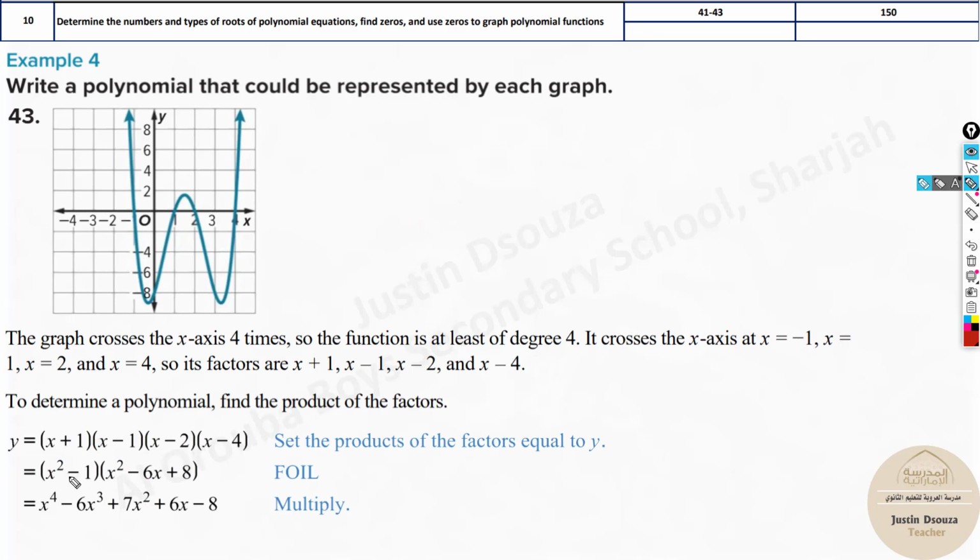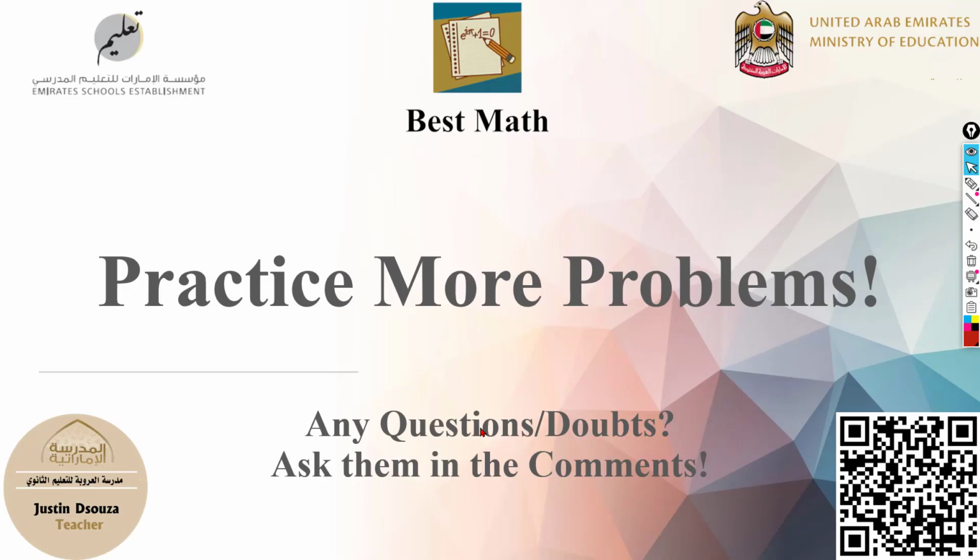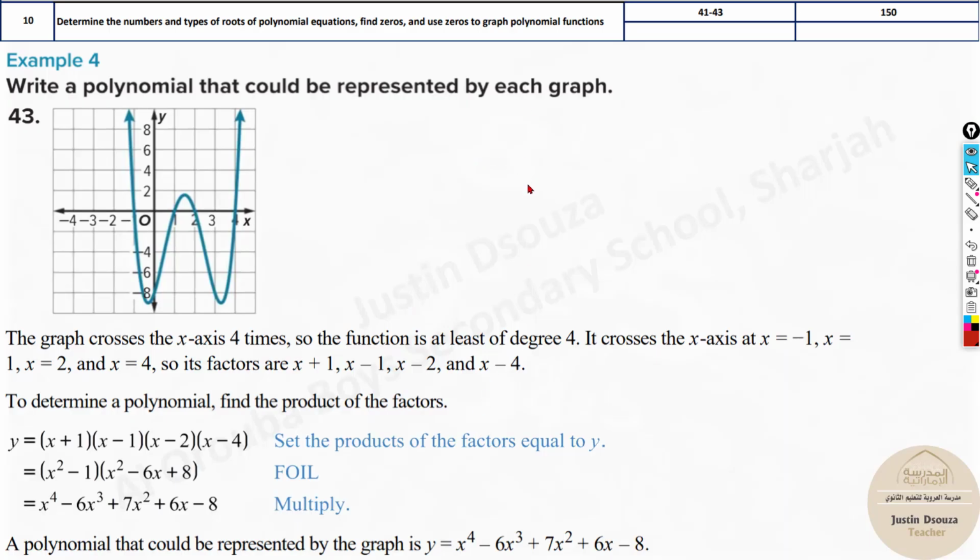Now here, this is important. What they have done is use the identity a plus b, a minus b, so directly you get x squared minus 1. And over here you have just done the FOIL method, x squared minus 6x plus 8. Now again you just have to multiply and solve it out. I hope that's clear. Multiply everywhere, and you must get this answer. So it's very simple and easy.